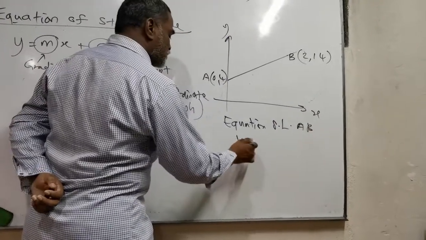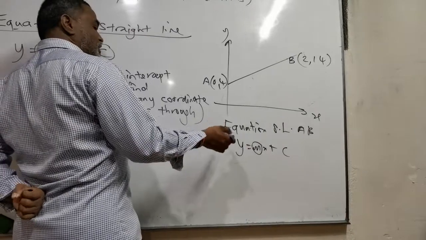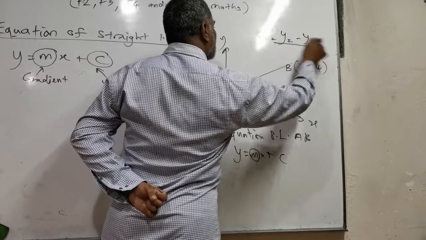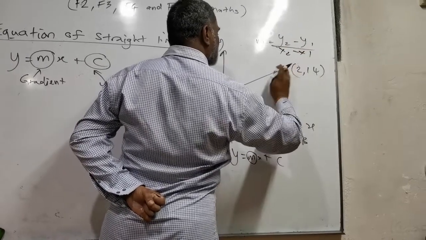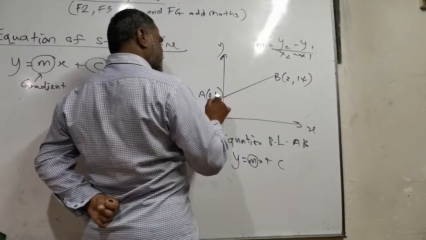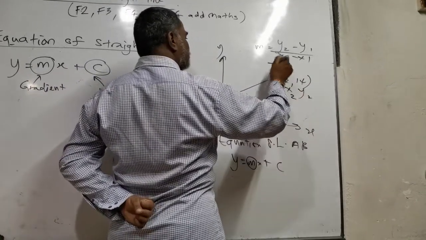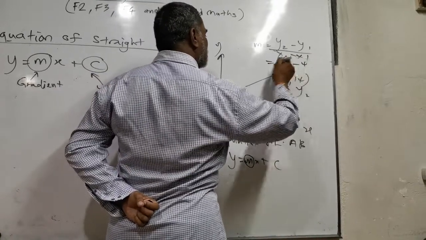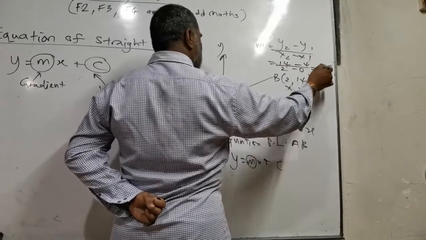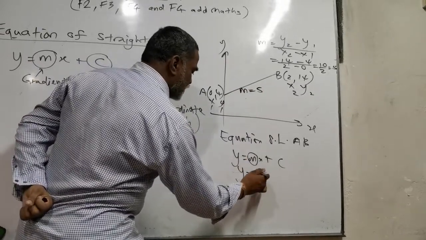So you need to use the formula y equals mx plus c, where you need to find m. Just now I told you m is the gradient. To find the gradient, you can use the formula y2 minus y1 over x2 minus x1. The first coordinate you call first, the second coordinate second. So y2 is 14. 14 minus 4 divided by 2 minus 0. 14 minus 4 is 10, and 2 minus 0 is 2. So the gradient you get is 5. Just substitute m is 5.